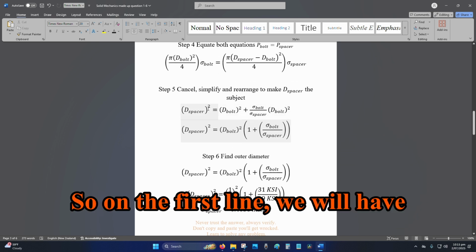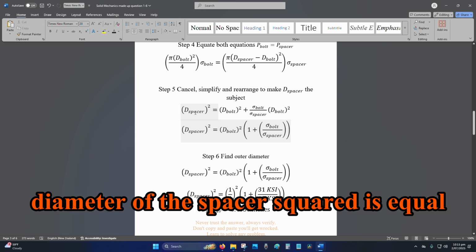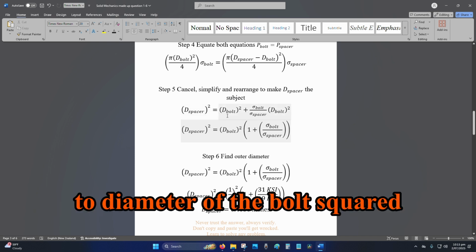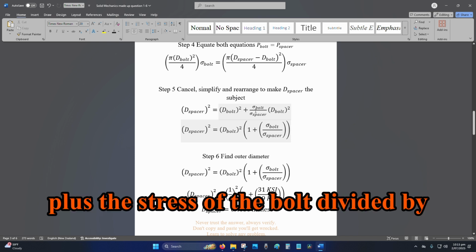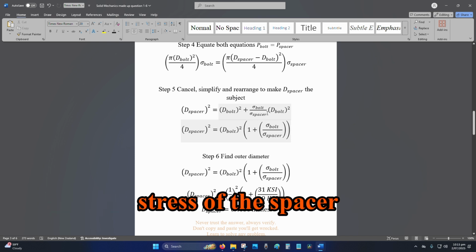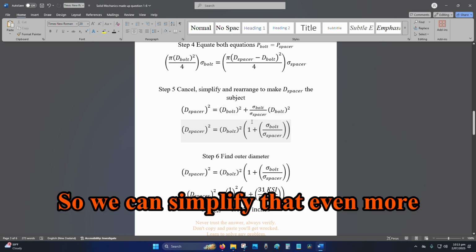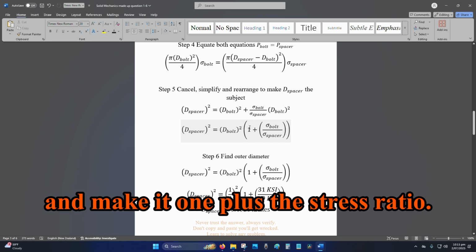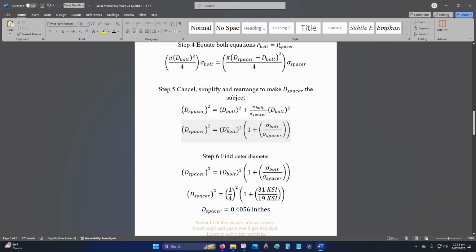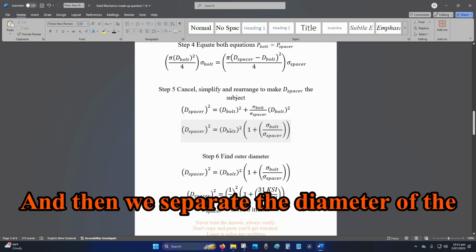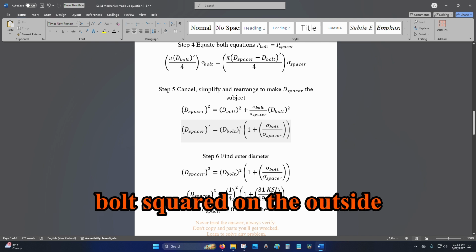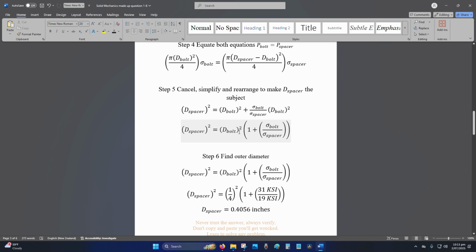So on the first line, we will have diameter of the spacer squared is equal to diameter of the bolt squared plus the stress of the bolt divided by stress of the spacer multiplied by diameter of the bolt squared. So we can simplify that even more and make it 1 plus the stress ratio, and then we separate the diameter of the bolt squared on the outside because it's a common factor.